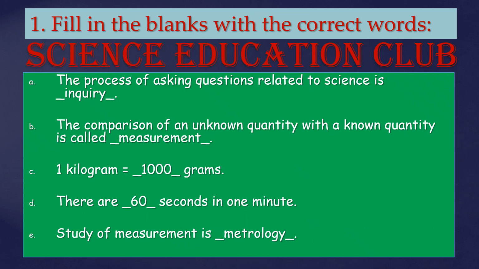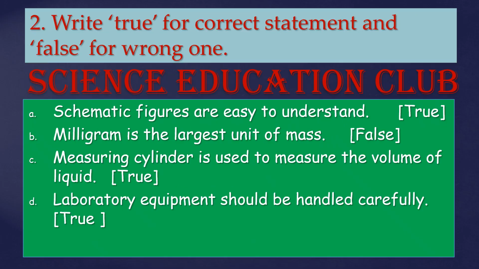Fill in the blanks with the correct words. The process of asking questions related to science is inquiry. The comparison of an unknown quantity with a known quantity is called measurement. 1 kilogram equals 1000 grams. There are 60 seconds in 1 minute. Study of measurement is metrology.